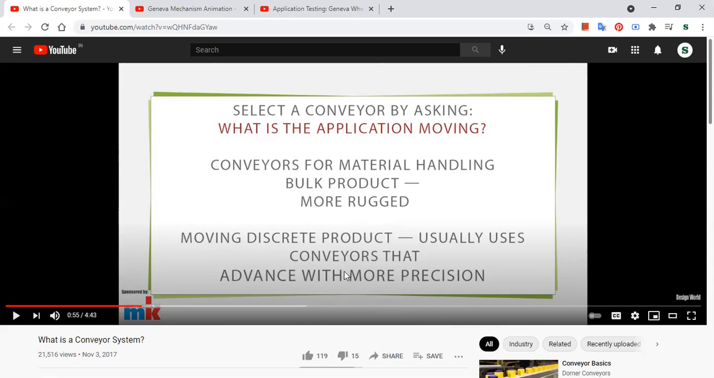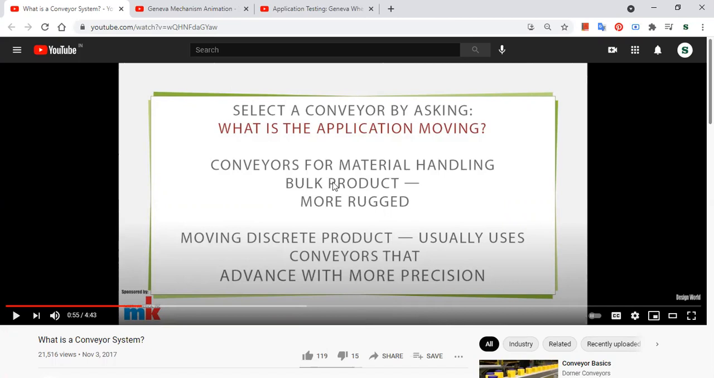But when it is moving discrete products, for example, if you want to exactly position it, right, the conveyor system has to be designed so that it is able to locate the work part exactly to the transfer line, or that machine spindle, because it is the location of that work part. The responsibility of that also lies with your conveyor. So that's why you have more precision when it comes to moving discrete products.